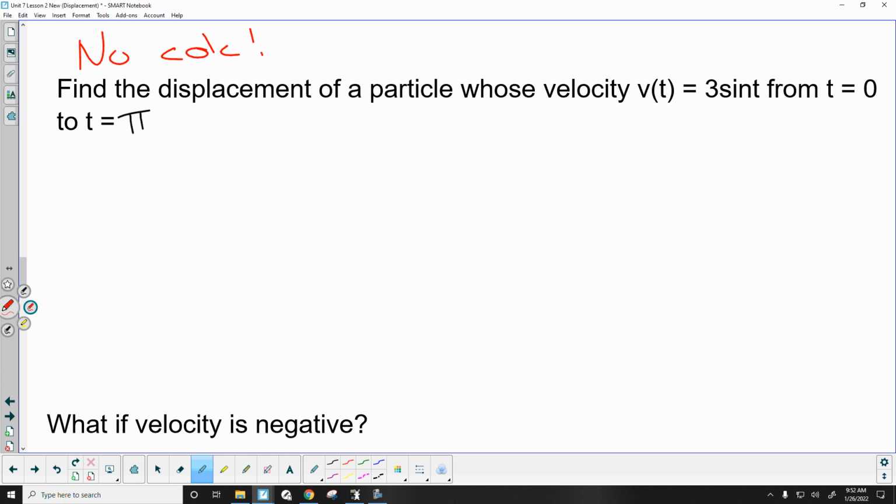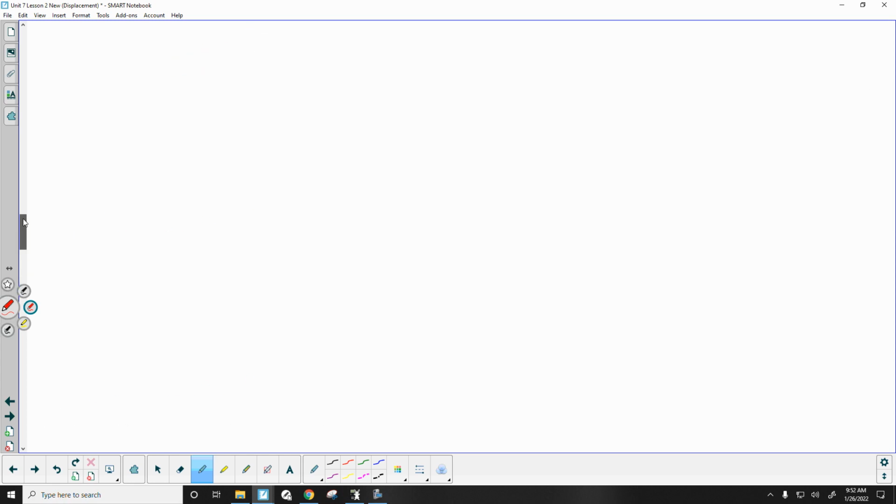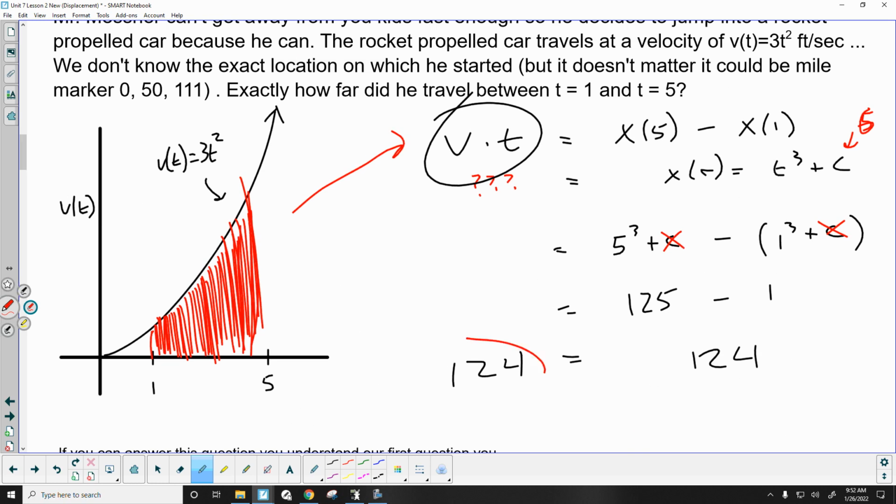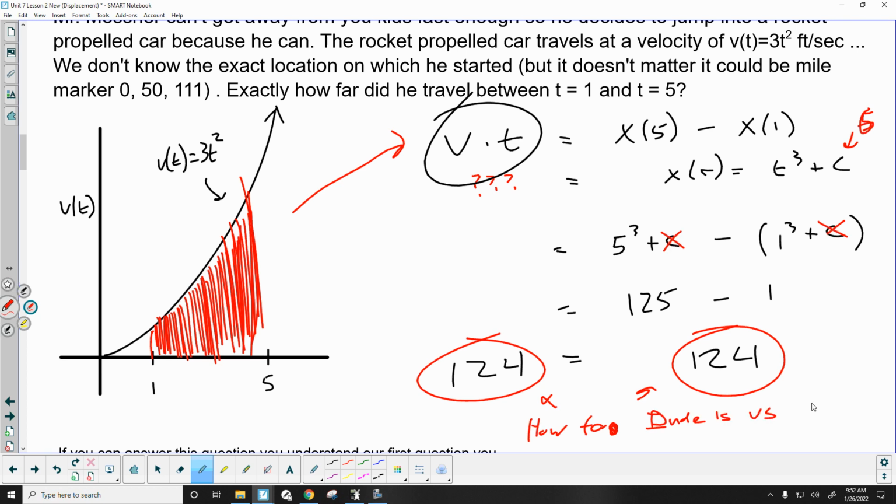I say there is a particle whose velocity is 3 sine t. And I want you to figure out how far he moved. And again, let's remind ourselves, what is this number 124? That was like our distance traveled, how far I ended up versus the start. How far the dude is versus where he started. This is displacement.